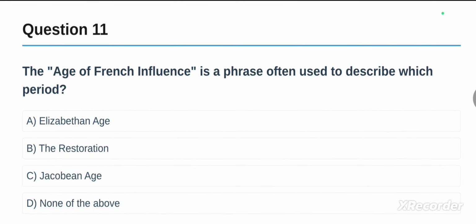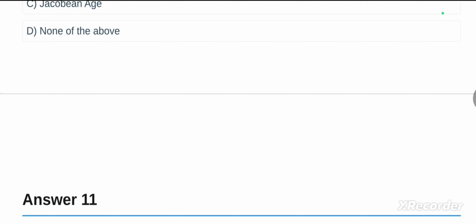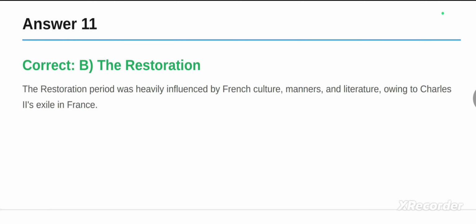The age of French influence is a phrase often used to describe which period? And we all know the answer is the Restoration period. The Restoration period was heavily influenced by French culture, manners, and literature, owing to Charles II's exile in France.